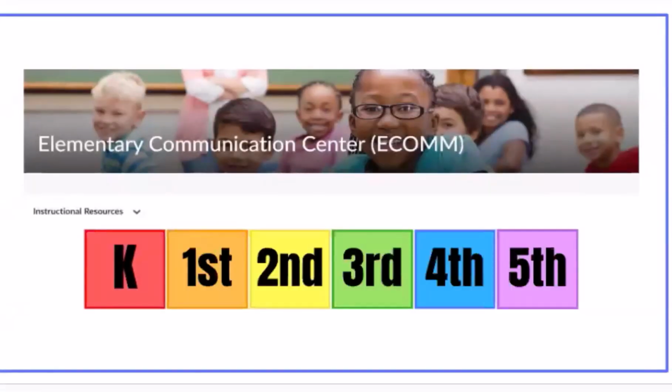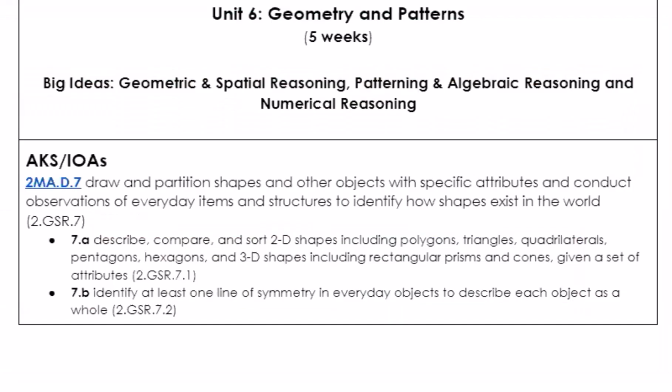Let's take a look at Econ to find the pacing for Unit 6. In the box which names the unit, Exploring Geometry and Patterns, you will see the suggested pacing. For Unit 6, we suggest 5 weeks. The big ideas in this unit are geometric and spatial reasoning, patterning and algebraic reasoning, and numerical reasoning.